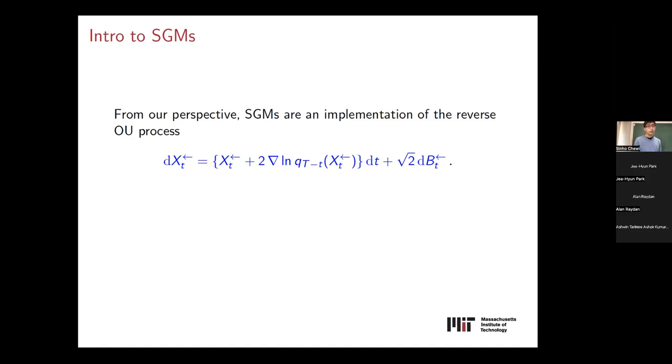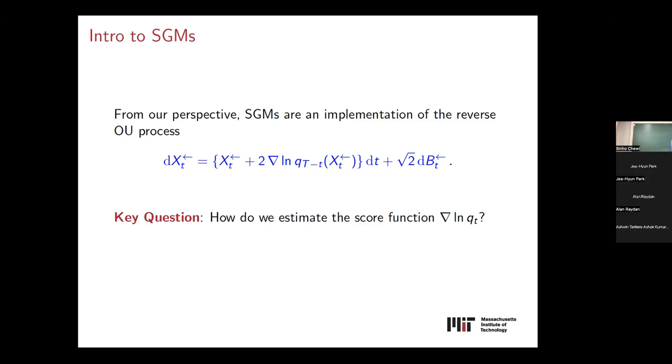Okay, so we want to implement this reverse SDE. The difficulty is that we need to now estimate the score function. Let me back up a little bit. For the application of generative modeling, think of Q0 as your distribution over images, and we want to generate new images from noise. That is like saying we start with the Gaussian, run the reverse process, and generate a sample from Q.